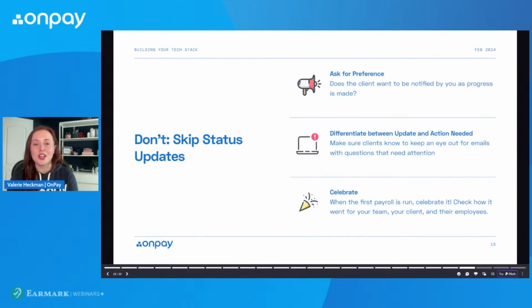And after the first payroll is successfully run, check in with your client and see how it went for them, for their employees. Check in with your team if they're involved with that. This will help reassure everyone involved that the old way is gone and the current way is going to be great. And if there were any hurdles along the way, this also gives you the opportunity to have those conversations. It can also open up some conversations for other ways that you can help your clients or your team be successful.